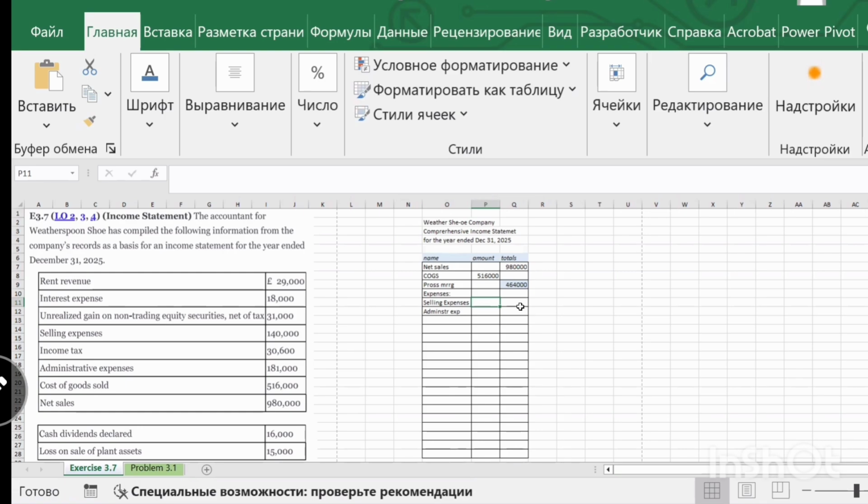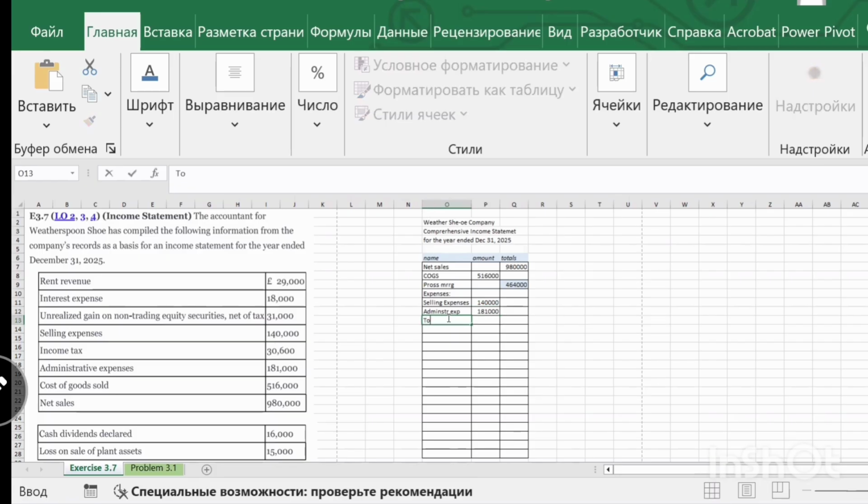For example, selling expenses might be rent or something like that, which is required for earning this money. And administrative expenses might be some required payments for administration, for example, management or something like that. Okay, we have that our selling expenses are 140,000, and administrative expenses 181,000.